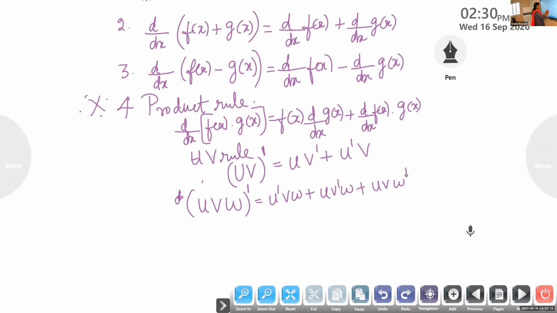You differentiate one function at a time and keep the remaining functions as such. Plus, first and last we keep as such, and the middle one we differentiate. Plus, first two we keep, and the last one we differentiate. Is it okay? Very good, Gayatri. So u v w the whole dash is equal to u dash v w plus u v dash w plus u v w dash. This rule we call the product rule.